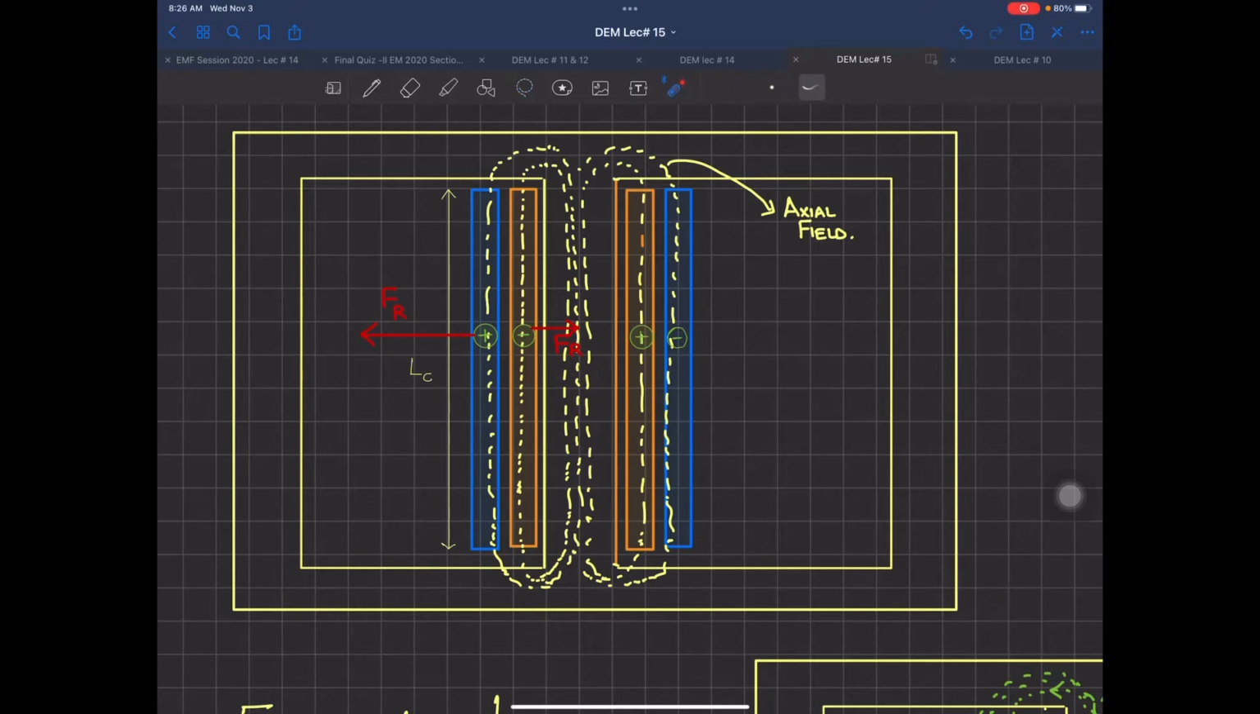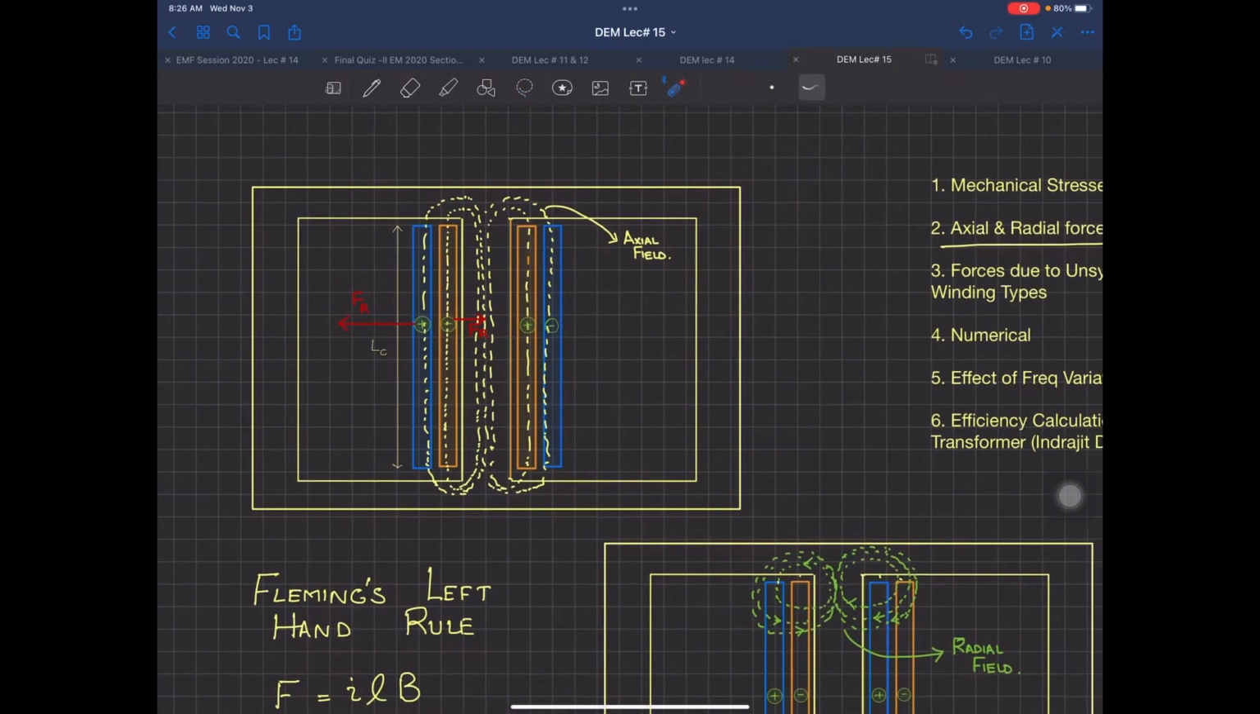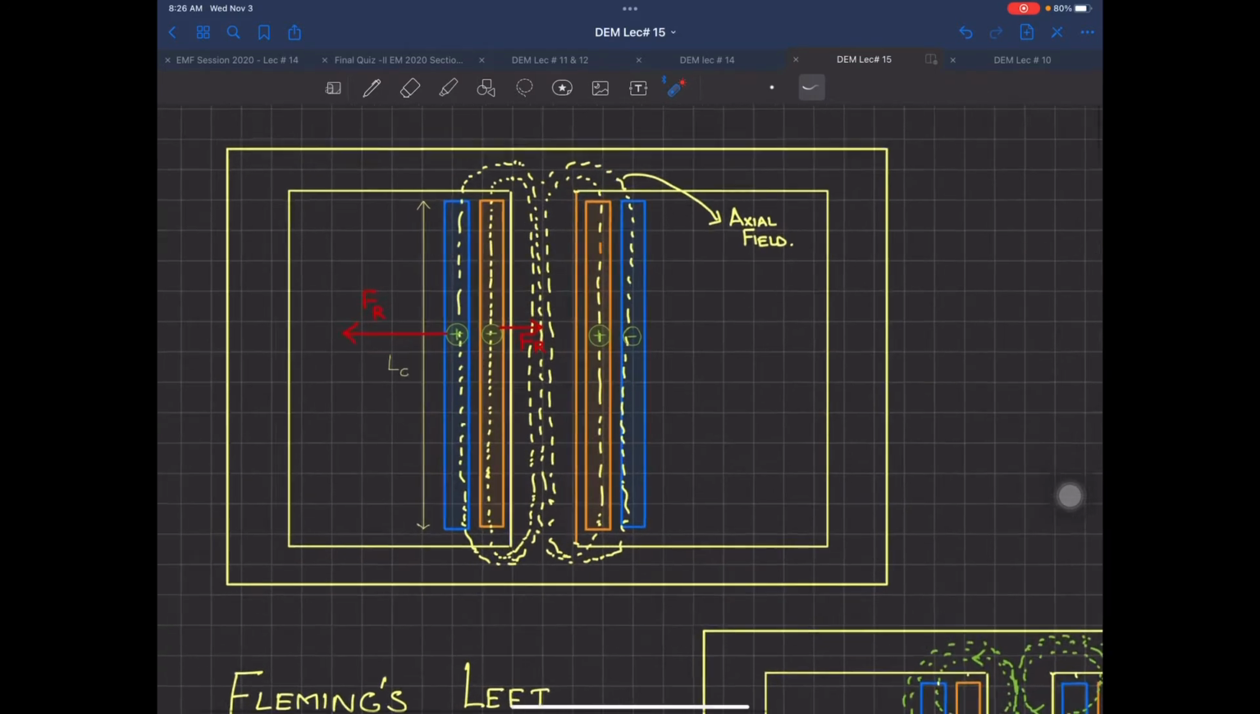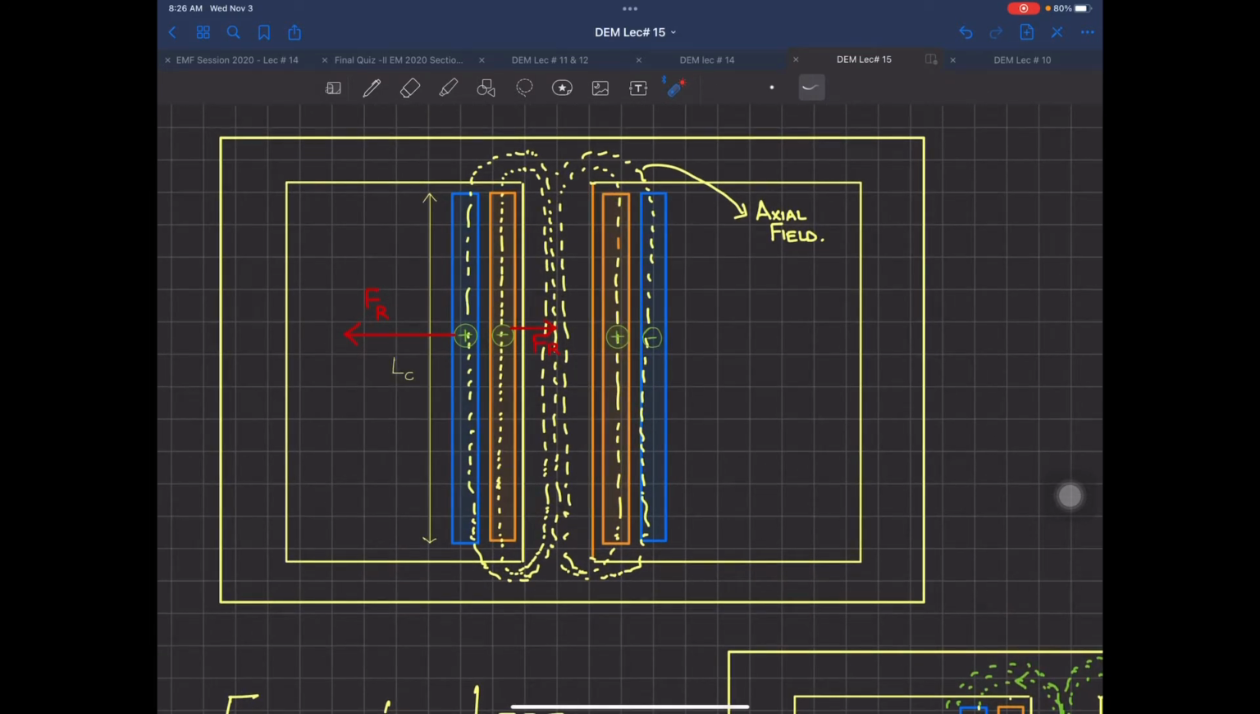Okay, coming back to what was axial and what was radial. This is actually also changed. Actually I missed it. So this one is the low voltage winding, certainly core distance, and this one is the high voltage winding. Now, what is axial field and what is radial field?